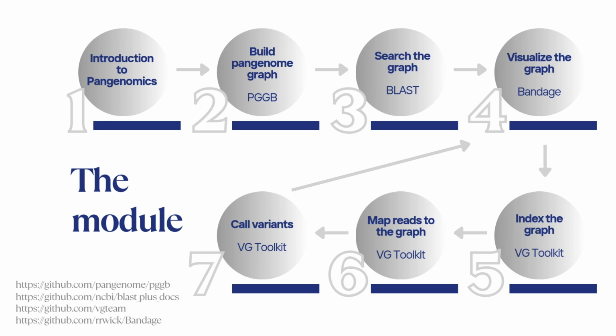In this module, you will learn about the field of pangenomics and use a small yeast dataset to walk through a pangenomic pipeline. You will build a pangenome graph using PGGB. You will then learn how to search the graph with BLAST and learn how to visualize and interact with the graph using Bandage. Then you'll learn how to use VG Toolkit to index the graph, map reads to the graph, and then call variants using those mapped reads. Let's begin.